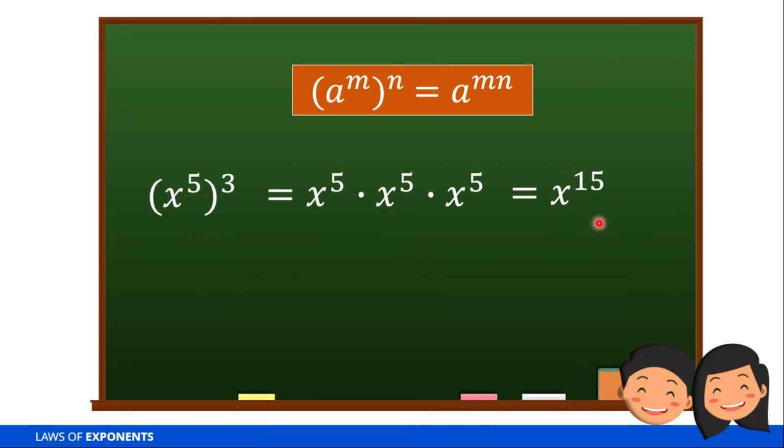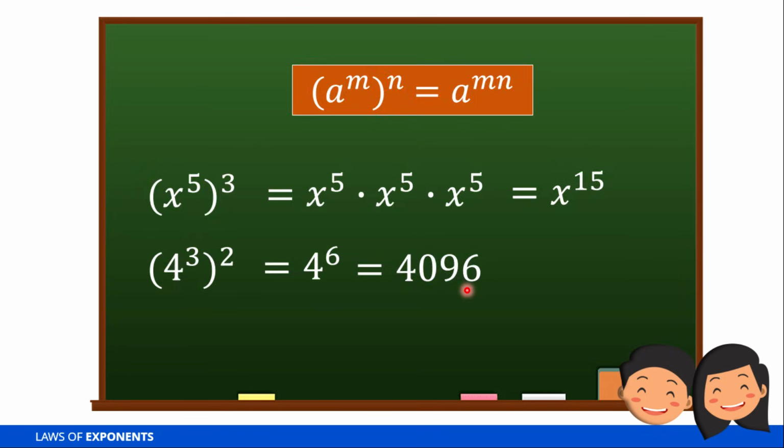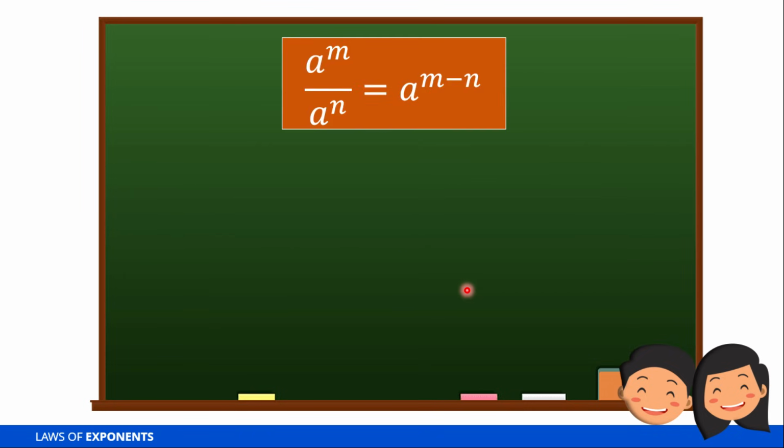Let's have another example. So, we have quantity 4 cubed squared. So, mayroon tayong exponent na 3, okay, ng ating base na 4. Ang gagawin natin is i-multiply lamang natin yan dito sa isa pang exponent which is 2. So, 3 times 2, that is equal to 6. Magkakaroon na tayo ngayon ng expression na 4 to the 6th power. So, we have 4 times 4 times 4 times 4 times 4 times 4. That is equal to 4,096.